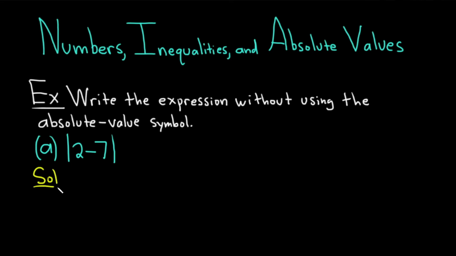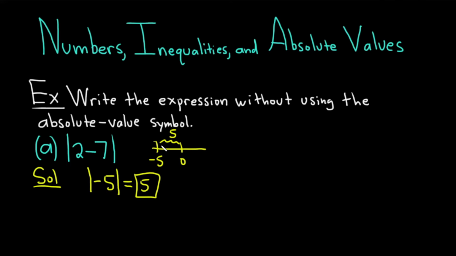Solution. So we'll just start by subtracting. 2 minus 7 is negative 5. So we get the absolute value of negative 5. And recall that the absolute value of a number is the distance between that number and 0. So on the number line, the distance between 0 and negative 5 is just 5. The absolute value of negative 5 is going to be 5.